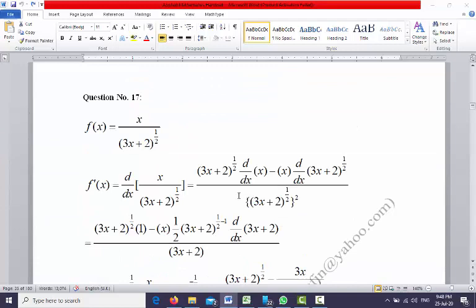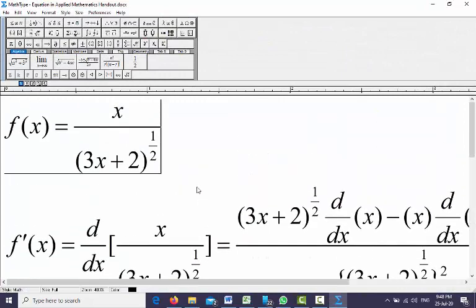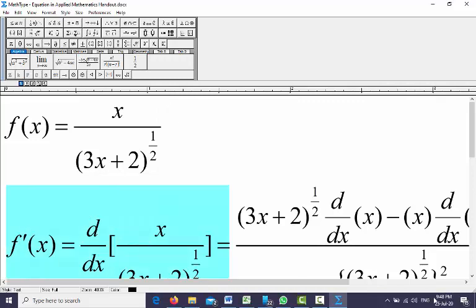So let's solve question number 17. Question number 17, well, obviously I'll solve it using two different methods.